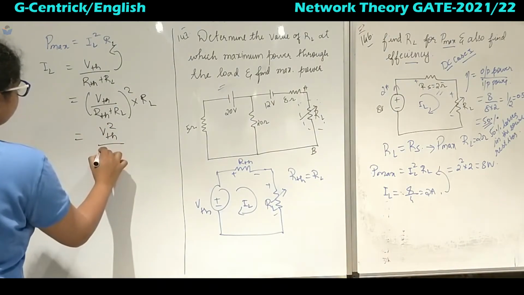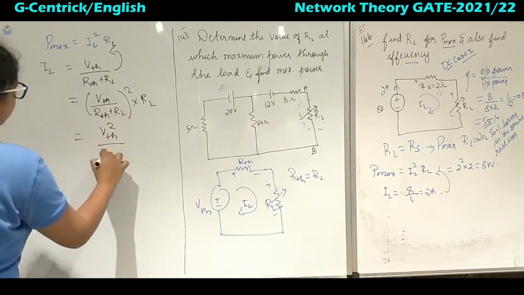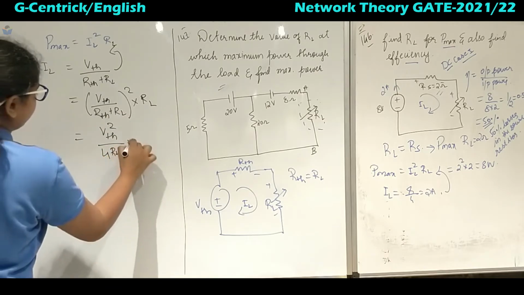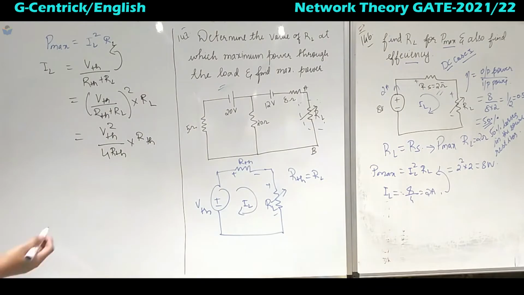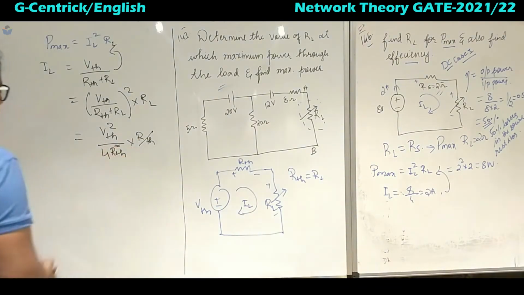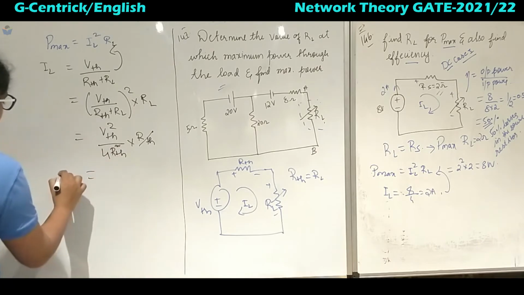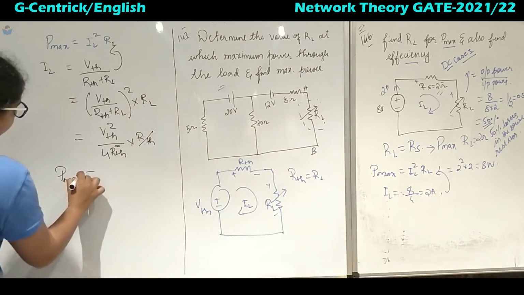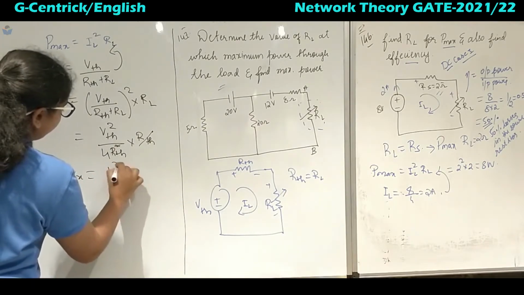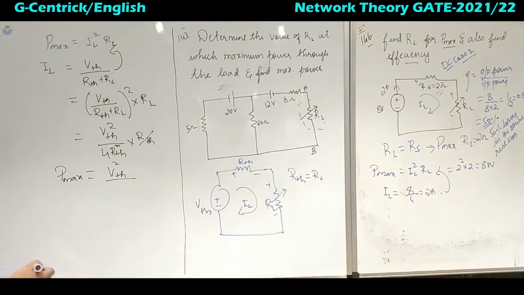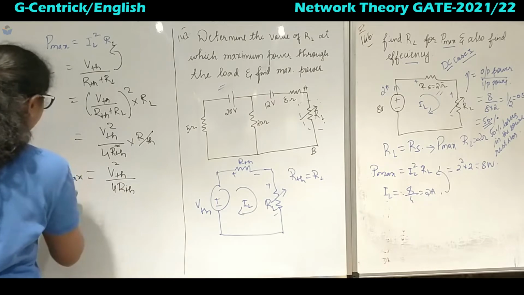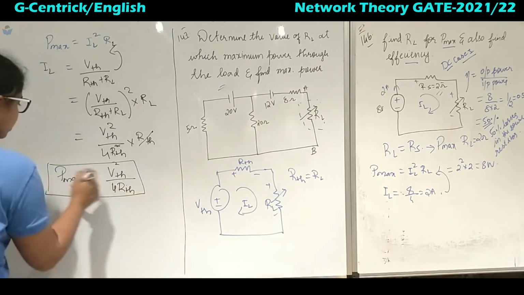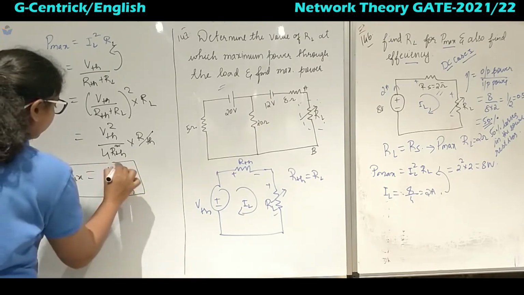So now this is 2 times RTH, it becomes 4 times RTH into RTH. This also I can replace, this is square, and this and 1 get cancelled. So our result of P max will be V Thevenin square divided by 4 times Thevenin's equivalent resistance. Okay, so this is the important formula.